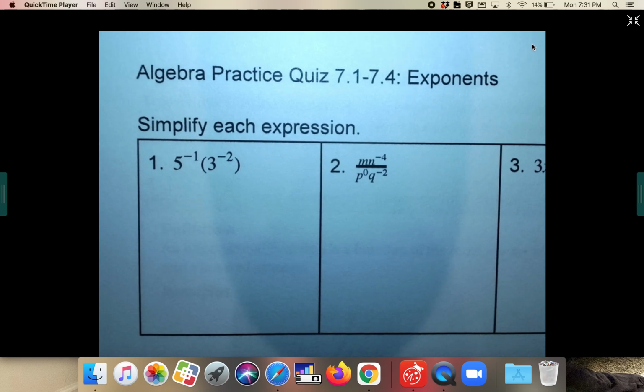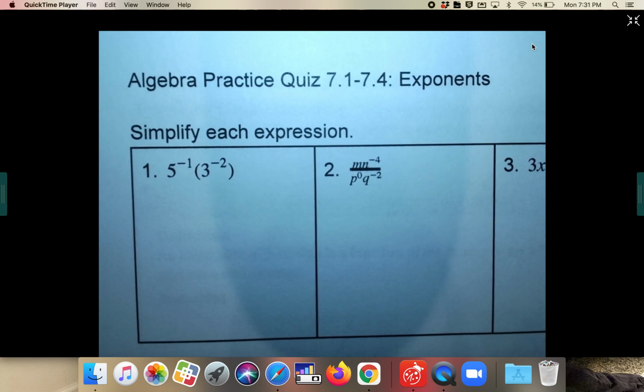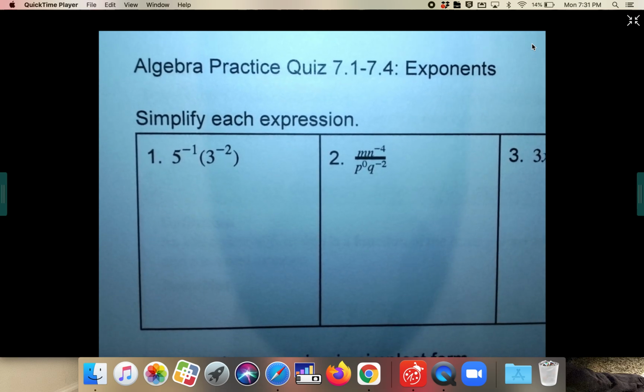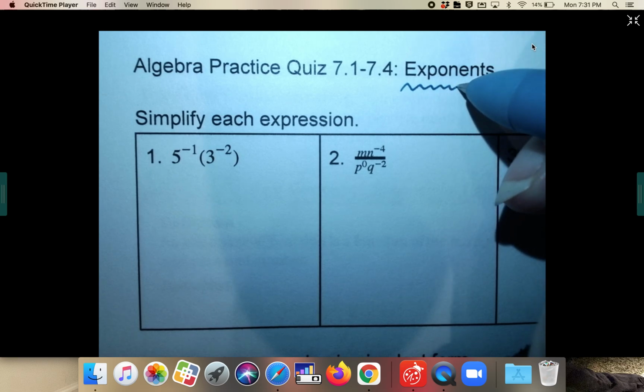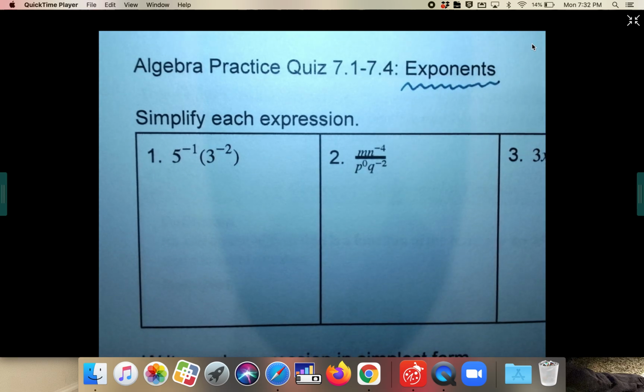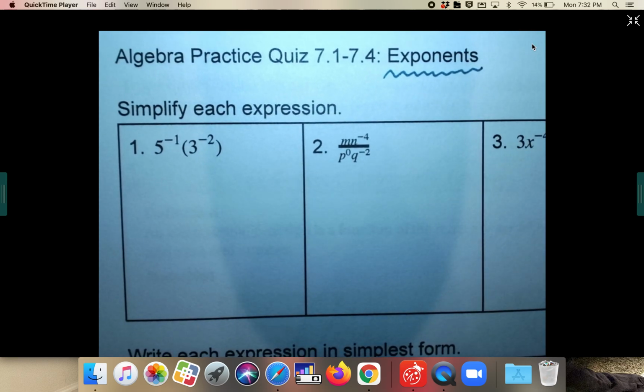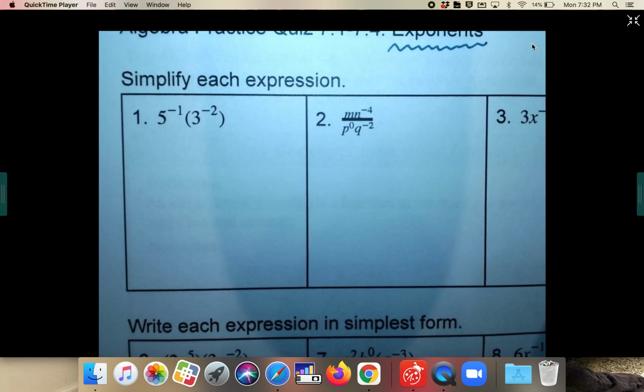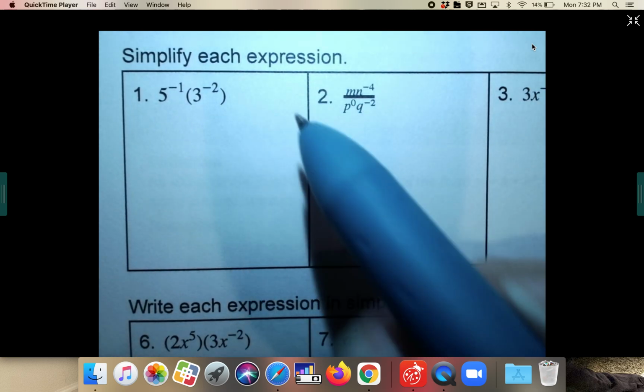Okay, you guys are ready for your quiz. So this is me working out the practice quiz over 7.1 to 7.4. It's all the different rules we've learned about exponents. So hopefully you've already done this and you're just checking your work and seeing how you did. So let's simplify each expression.